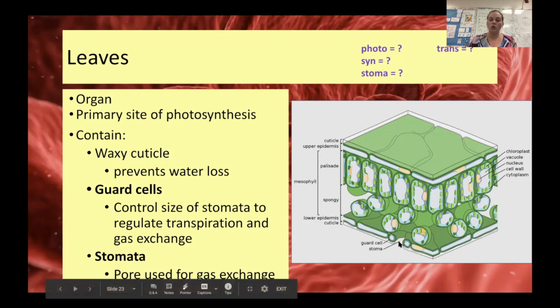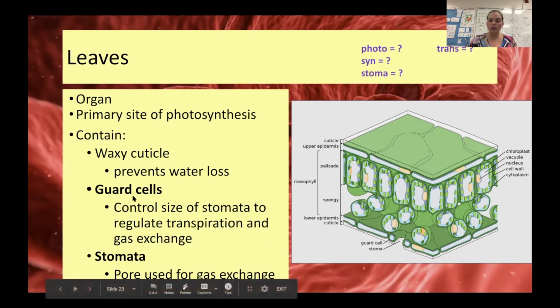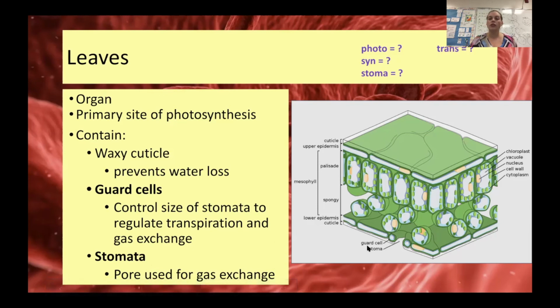These little holes are going to be surrounded by cells called guard cells that control their size. So when there's plenty of water available in the environment, the guard cells are going to swell up and push off of each other, and they're going to open up that stoma. And so gases can move freely to the inside and outside of the leaf.